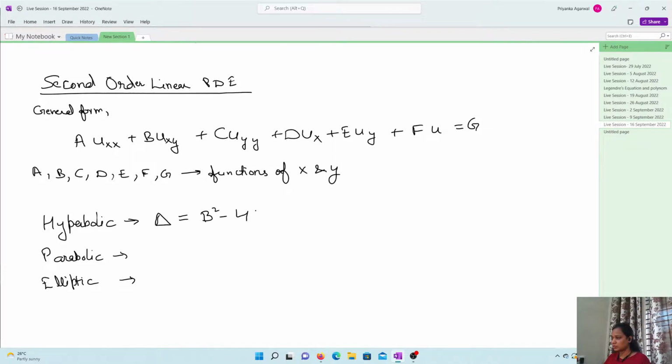minus 4ac. Now if this is greater than 0, then the equation is hyperbolic, and if b square minus 4ac is equal to 0, then the equation is parabolic, and if b square minus 4ac is less than 0, then the equation is called elliptic. So all these equations are solved in a different way. That is why we classify these equations.